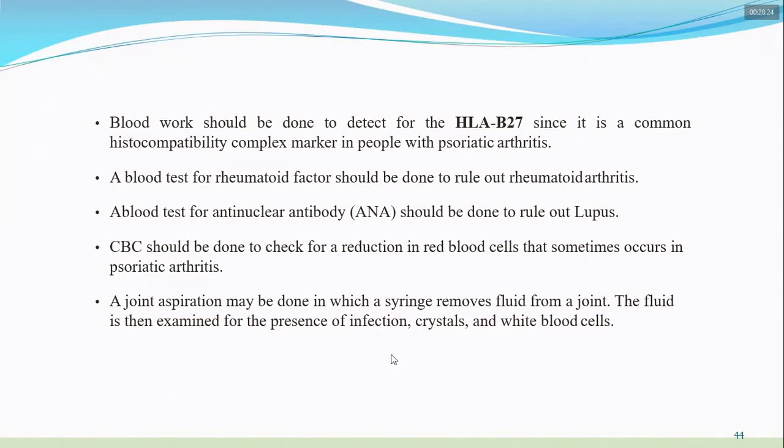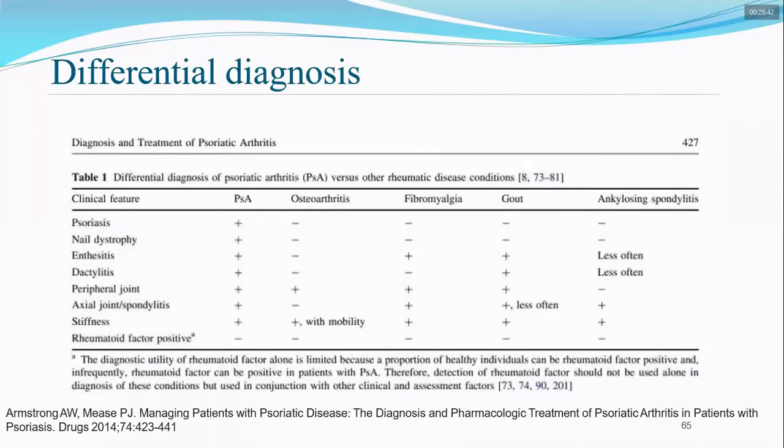You may have to do an arthrocentesis, the joint aspiration, to rule out infection, any crystal deposition disorder, or some other pathology. Basically, the infection, the crystal deposition disorder, and the white blood cell count are checked to rule these out. Now coming to the differential diagnosis, I think this will be easier for you.